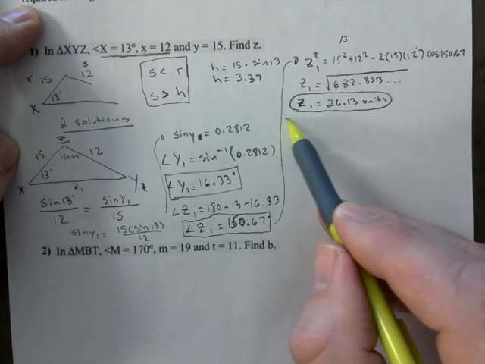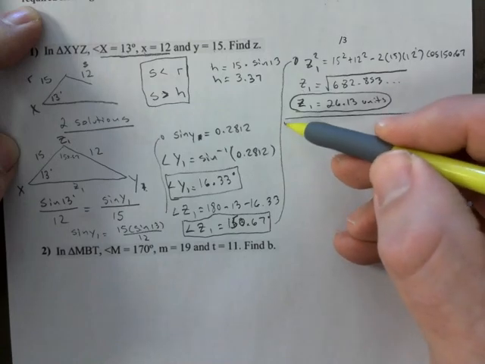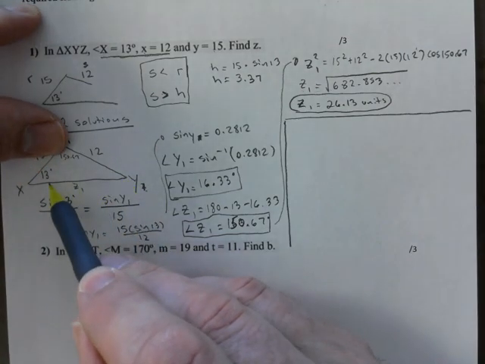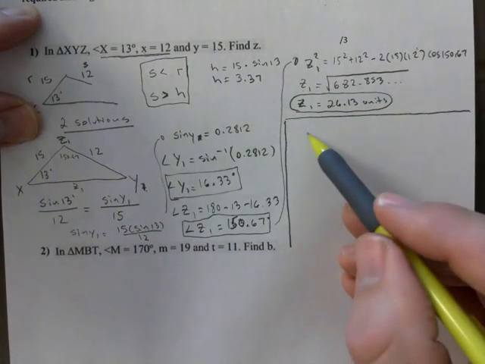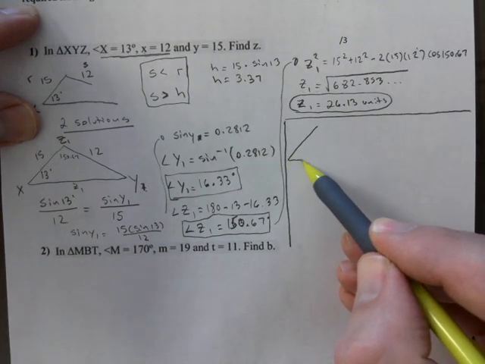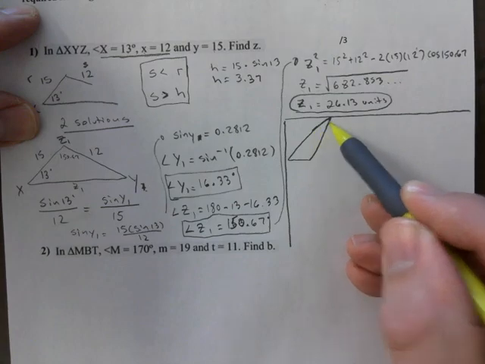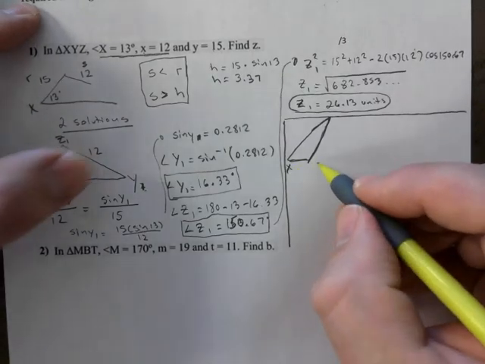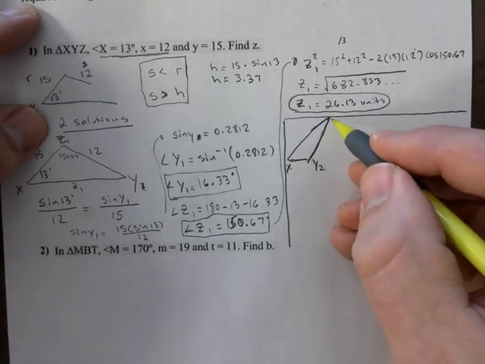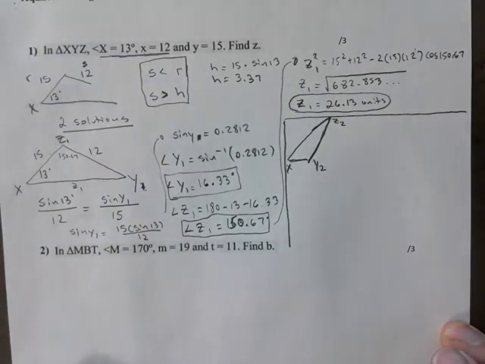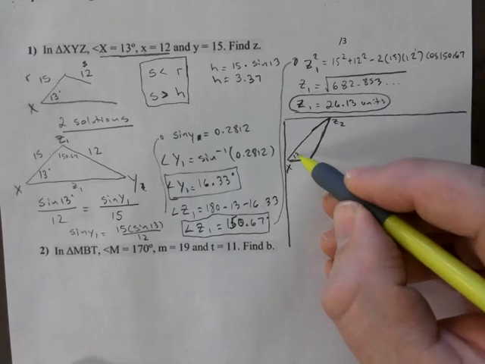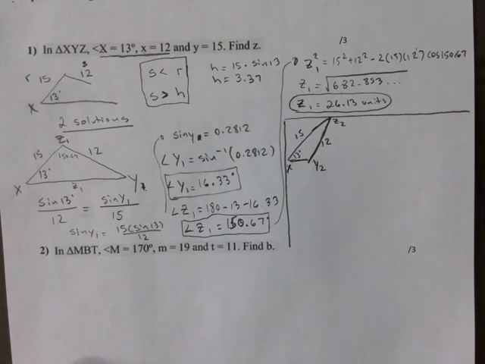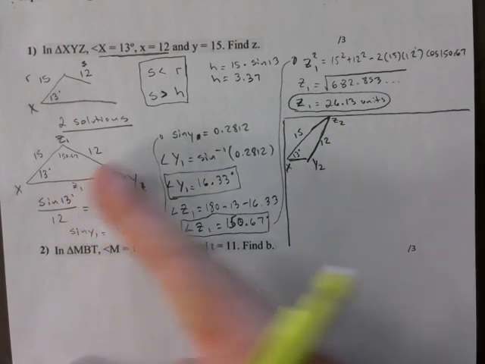And here is now where I do the second triangle. The second triangle is where this string swings in, right? So you've got an obtuse angle right here. So this would be X, this would be Y2, and this would be Z2 right here. And I know that this is 13, I know that this is 15, and this is 12.